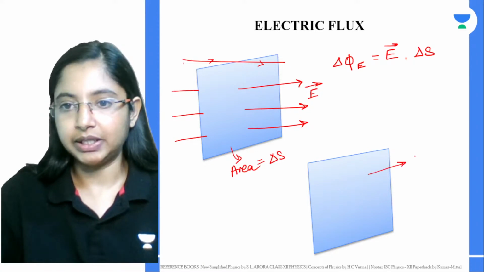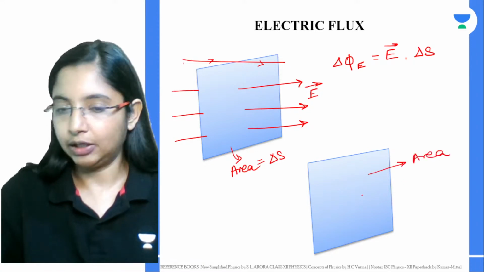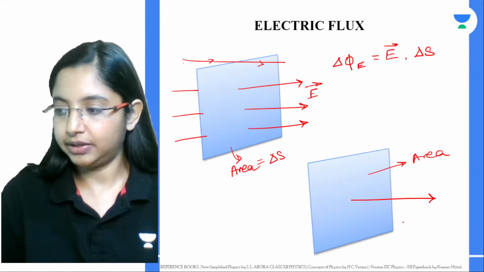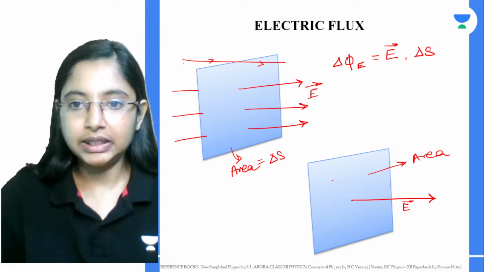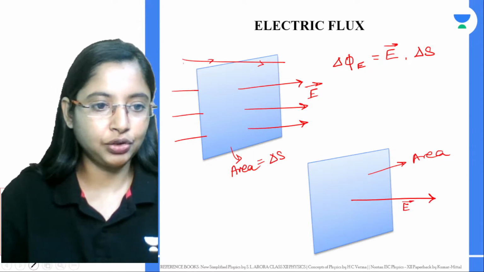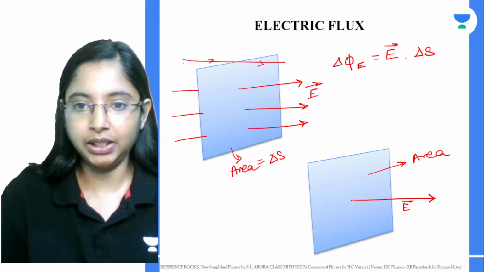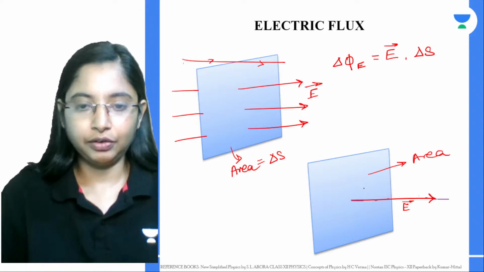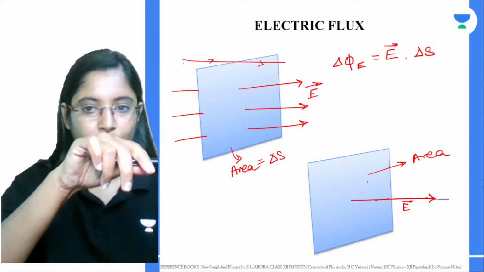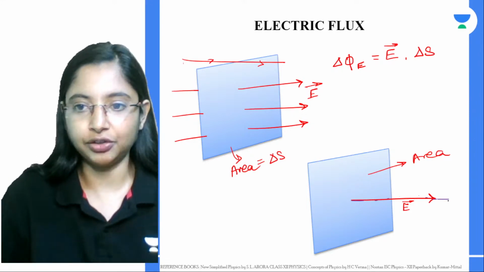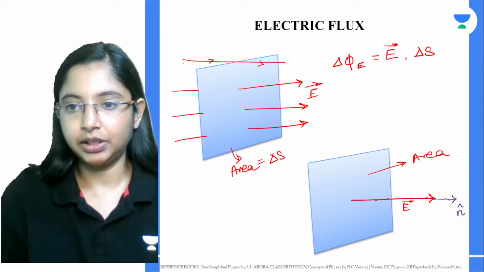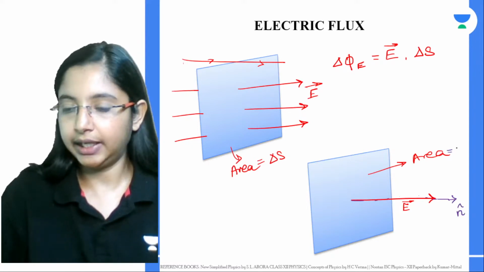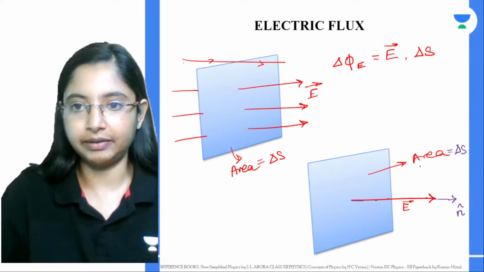So this is basically your area. Now, let's say there is an electric field line going in this direction. In this case, the electric field is E. But for this area that we have considered, if we draw a normal to the surface, it will be in this direction, in the direction of the electric field. That normal I will basically give as n cap. This is the unit vector of this area, and the area is given by delta S.